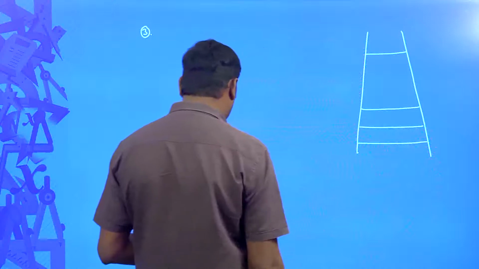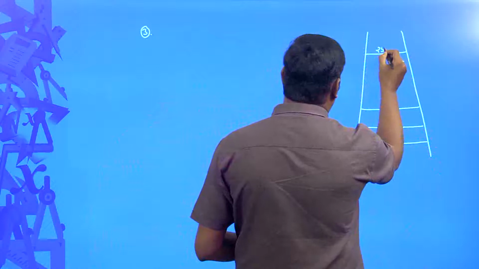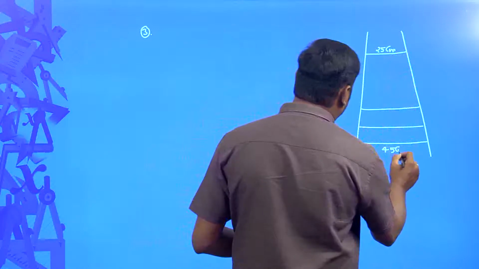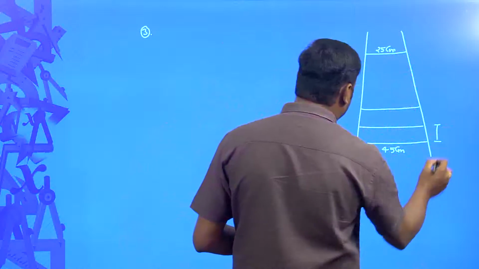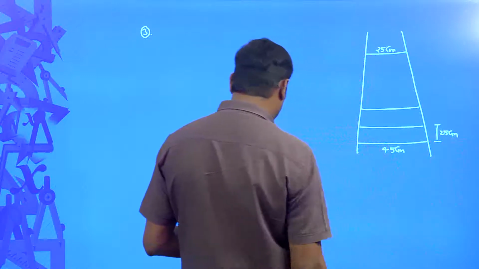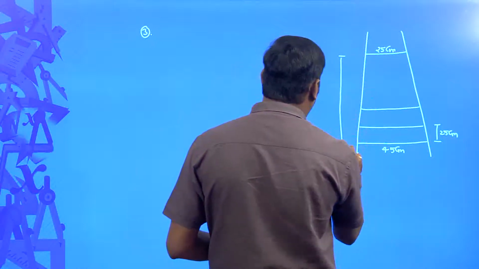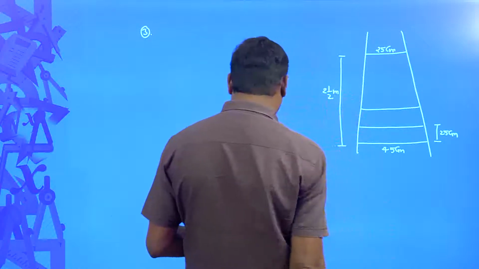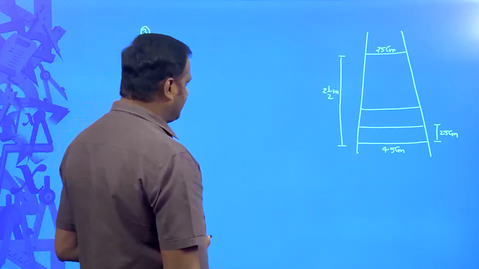In this particular problem, what is the given information? The length of the first rung is going to be 25 centimeters and the length of the last rung is going to be 45 centimeters, okay, and the distance between two consecutive rungs is again 25 centimeters. So, this is 25 centimeters and the distance from the first rung to the last rung is given as 2.5 meters. So, this is 2.5 meters. What are you going to find? Find out the length of the wood required for the rungs.